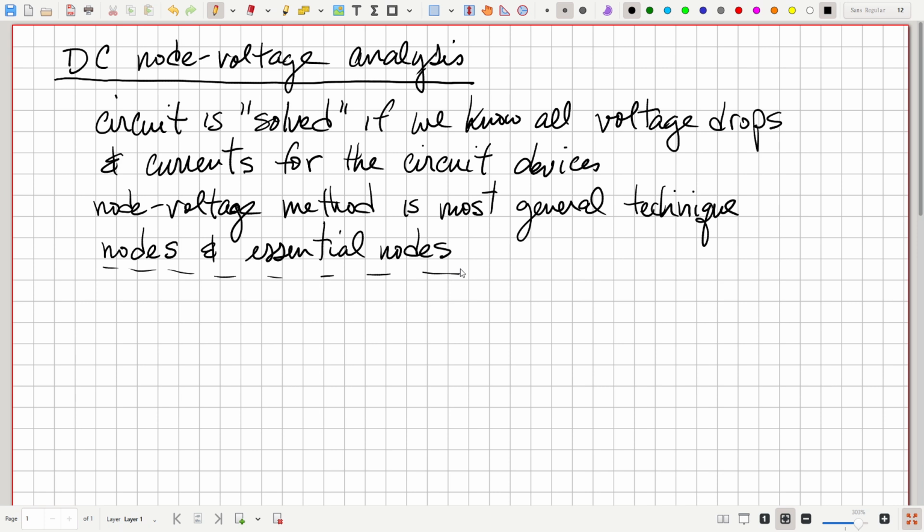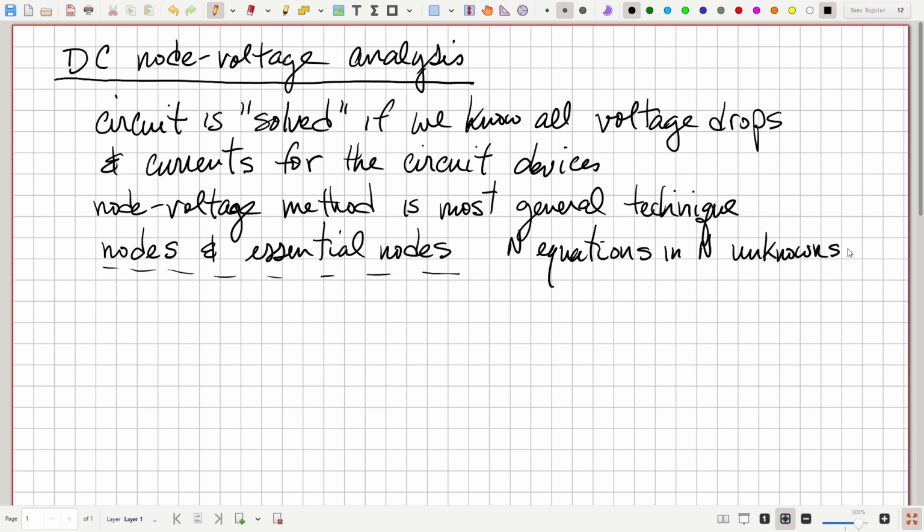What we're going to basically do is identify the so-called essential nodes. One of those we will choose to be a reference voltage, which will have a voltage of 0 relative to itself. And then at each of the other essential nodes, we will have an unknown voltage, called the node voltage. And then at each node, we'll write an equation, Kirchhoff's current law, and we'll get n equations and n unknowns. So this is our idea. And those unknowns are the node voltages.